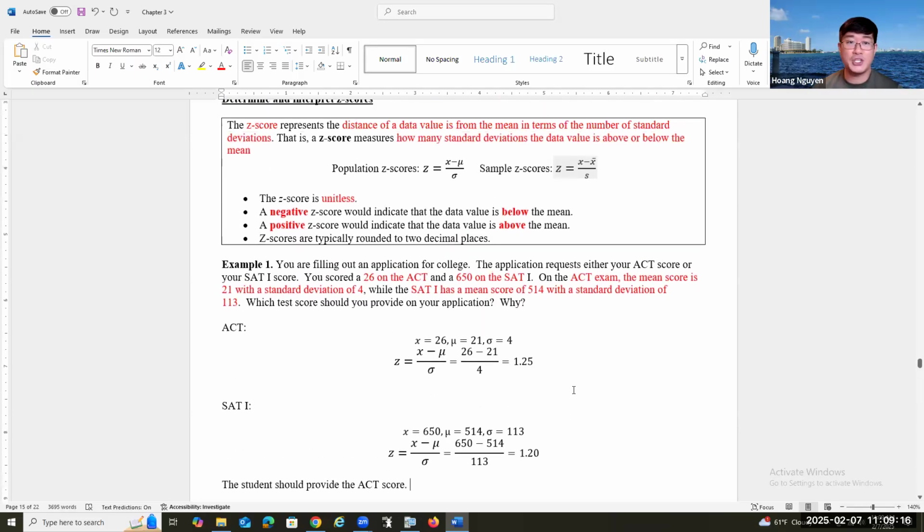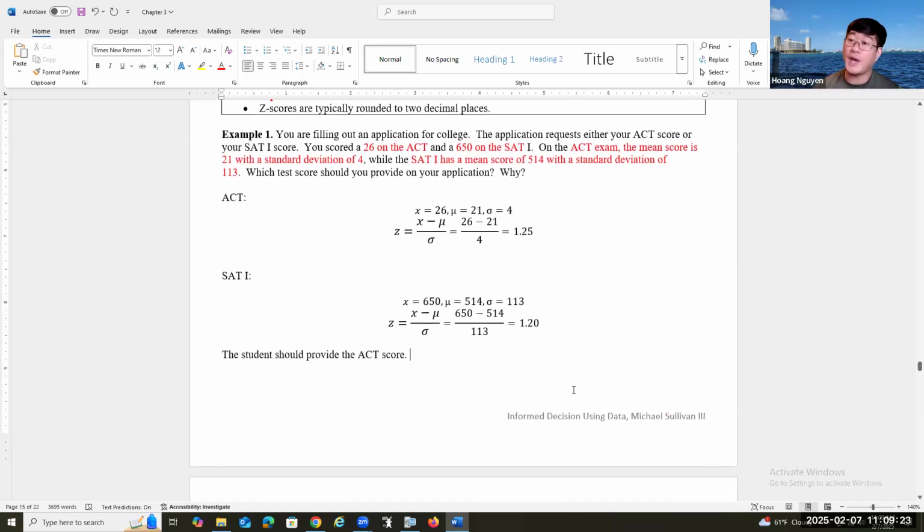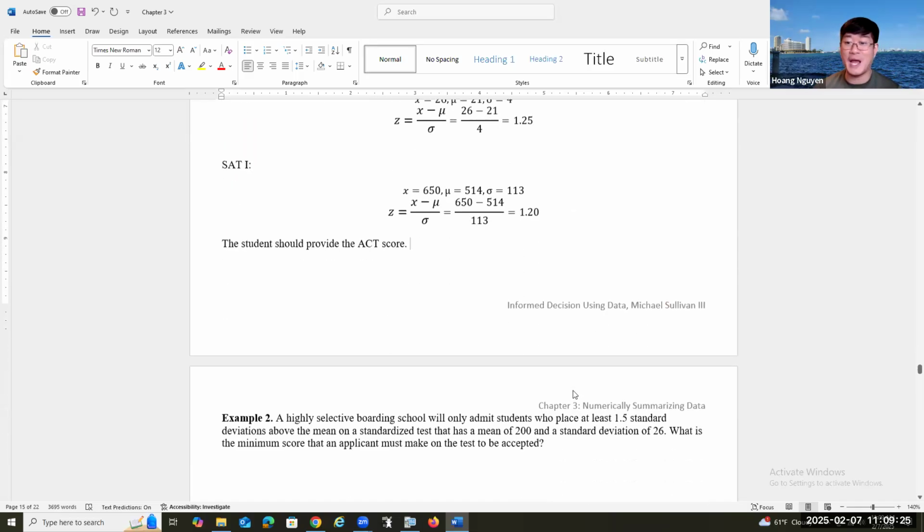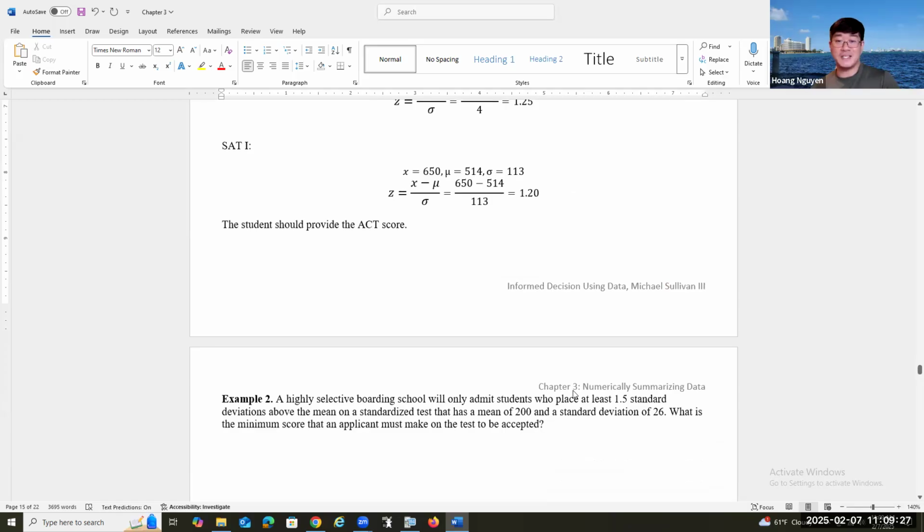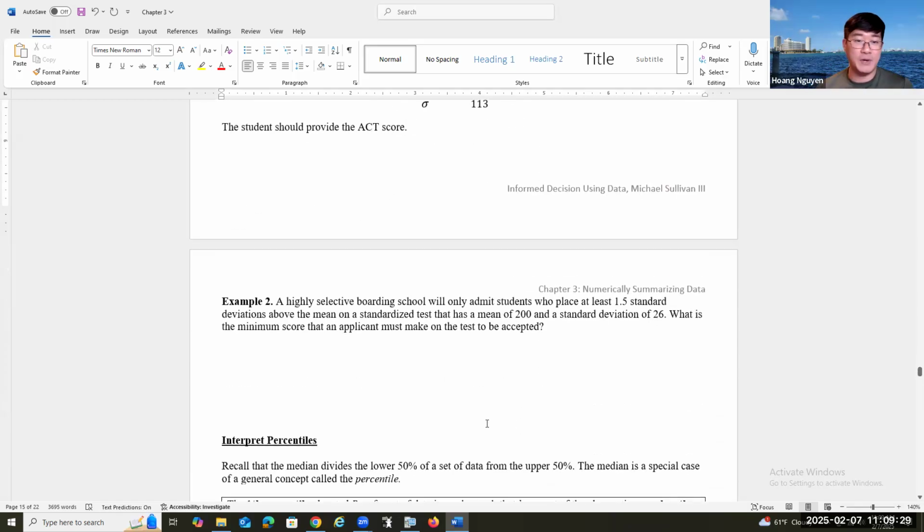So this is the calculation for the z-score. This is one of the ways you can show relative position compared with the rest. Now we have one more practice question. It's still an application of the z-score. Let's see if you can try this one, example number 2. A highly selective boarding school will only admit students who place at least 1.5 standard deviations above the mean.